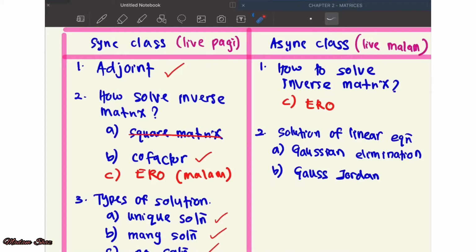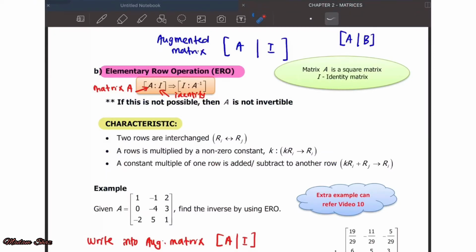Assalamualaikum and hi guys. So this video will discuss how to solve inverse matrix by using the technique of ERO, elementary row operation. In order to solve the inverse matrix by using ERO, the first thing you have to do is write the augmented matrix in terms of A and identity.